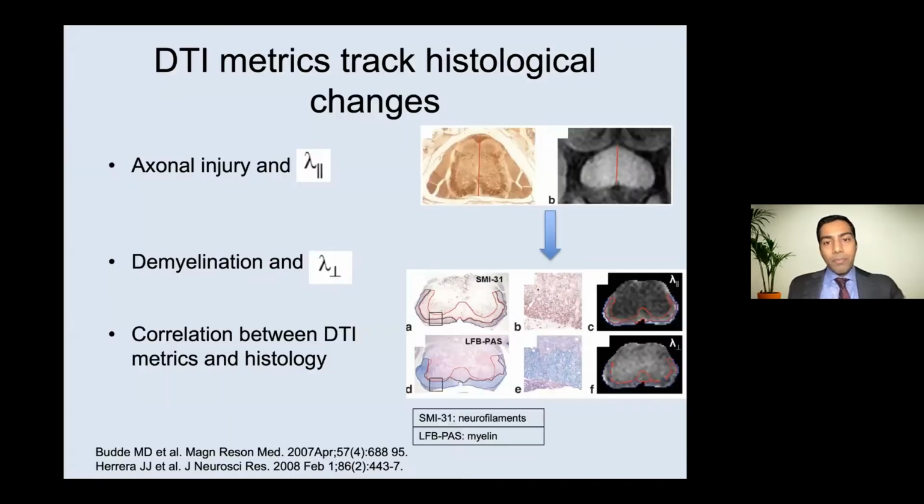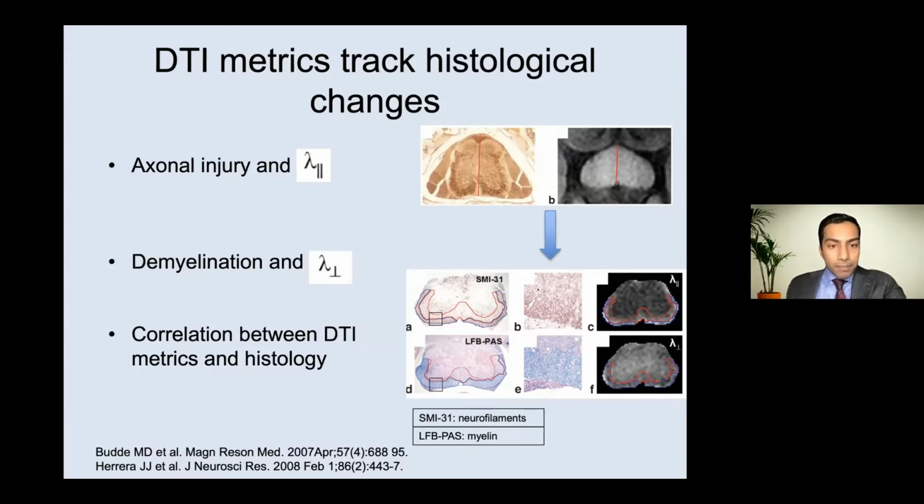The early studies used animal models. They correlated histology with the ex vivo DTI, and there have been fairly strong correlations with different DTI metrics and different types of neural injury. So if it's axonal injury, then this parallel vector was correlated well. If it was demyelination, then the perpendicular vector. So overall, the correlation between histology and DTI metrics is fairly strong and has been shown in several animal models previously.